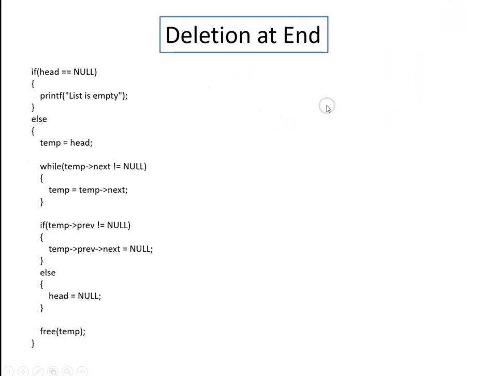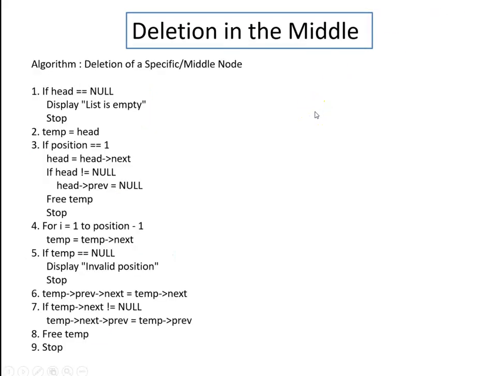Deletion at the end is also very simple. Let's understand how to code this. Check if head is equal to null. If head is equal to null, list is empty. Else temp is equal to head. Use temp, move to the last node. Temp's previous is not equal to null. Check for the condition. Make temp's previous next equal to null. This means that you are making the node before the last node's next as null and you free the temp. That's all is deletion at the end.